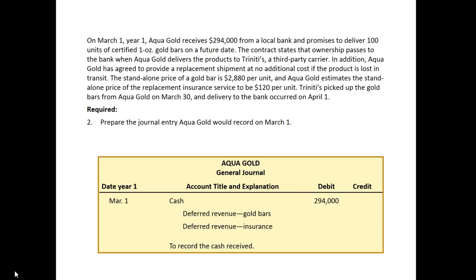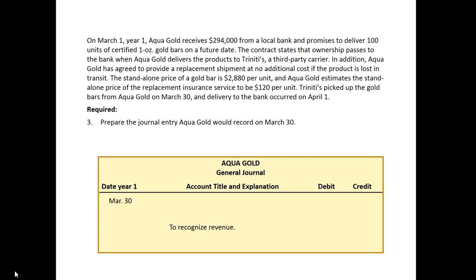So our first journal entry would show the debit to cash. The credit is for the deferred revenues of the gold bars. And then we would also show the deferred revenues for the insurance. Remember, the bank did not get delivery until April 1st, therefore it is deferred revenue.